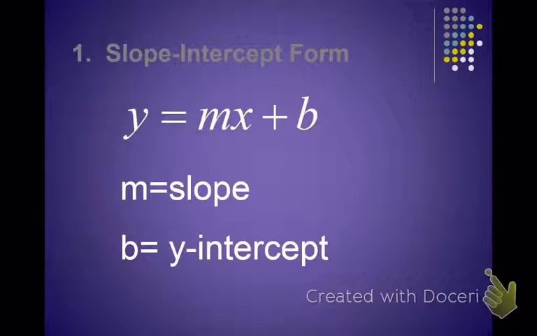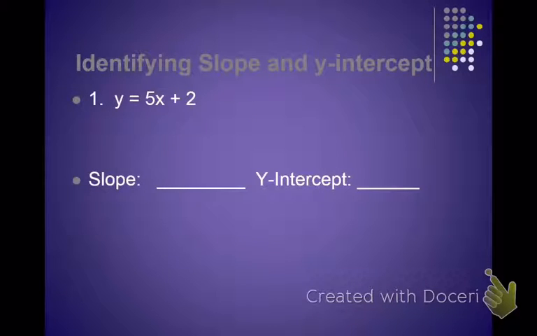And more specifically, m is your slope. The coefficient on x is always your slope. And the constant at the end there is always your y-intercept. It'll tell you where your line hits the y-axis. Okay? So, let's go pick out some slopes and y-intercepts.